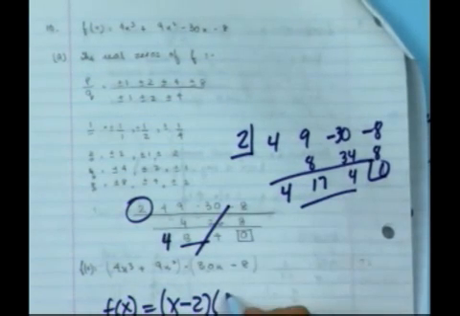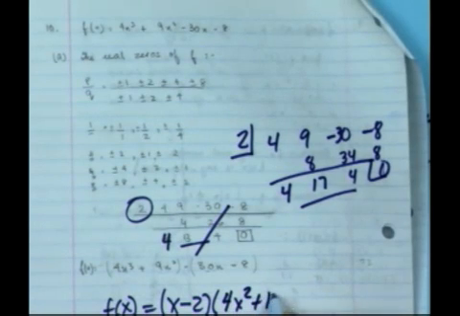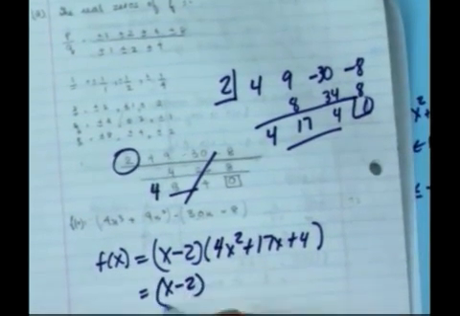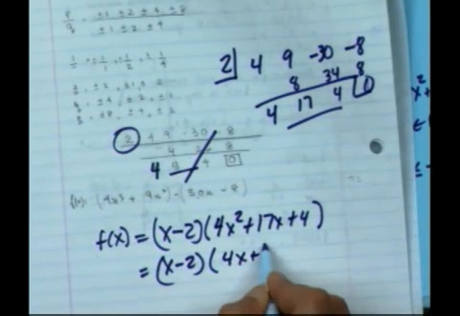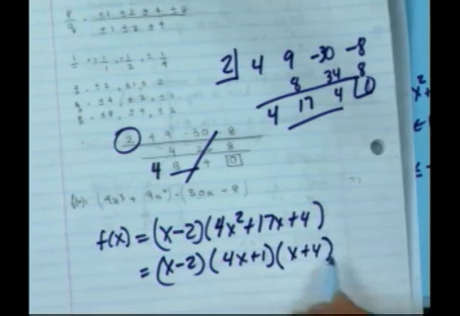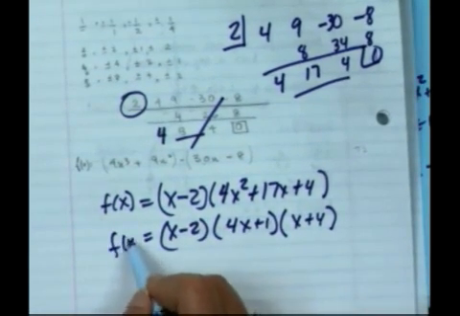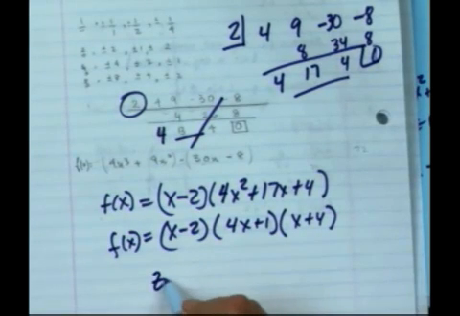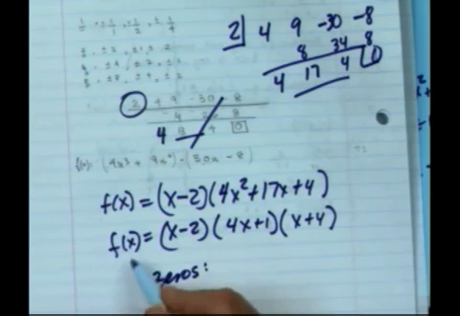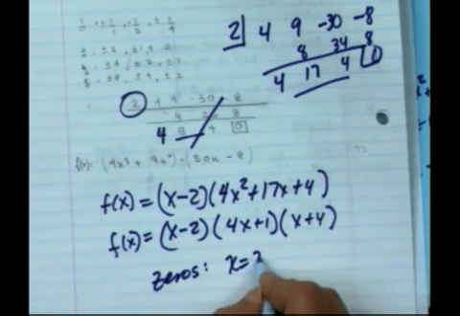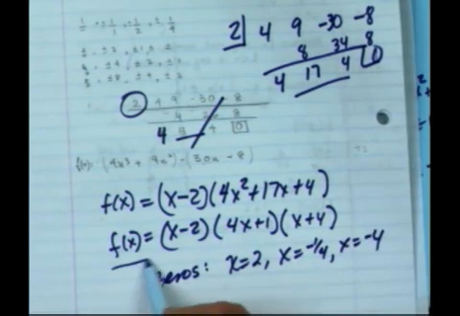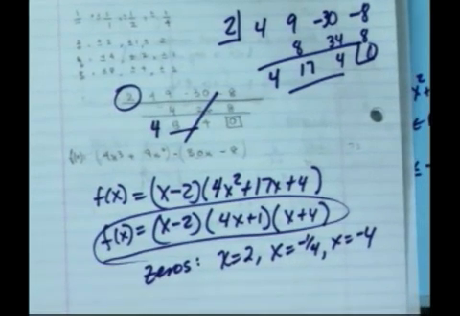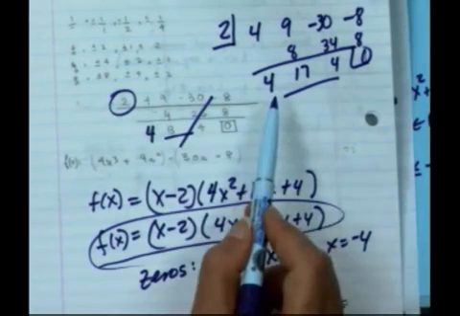Your depressed equation leaves you with 4x squared plus 17x plus 4. What's next? You can either factor that or jump on the quadratic formula to help you out, but this does factor to 4x plus 1 and x plus 4. Once you get here, this is going to be a great help for finding your zeros. Remember, your zeros are what make your y value equal to 0. So that would be at x equal to 2, x equal to -1/4, x equal to -4. You need to get it written in its factored form so that you can find those zeros. All right. Might want to look back over synthetic division.